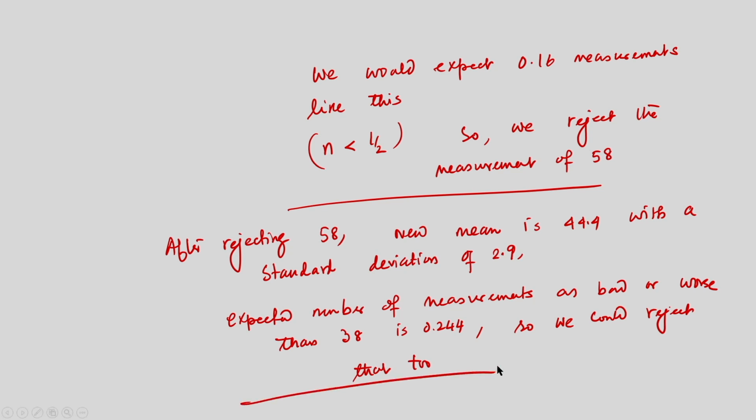So, I am writing this, that means after rejecting 58, to reject 58 we have followed the steps, rather using Chauvenet's criterion, and we have seen that 58 can be rejected. After rejecting 58 we have calculated the new mean and new standard deviation, and if we follow the steps that we have outlined in the last lecture, we will see that 38 also can be rejected. So, the expected number of measurements as bad or worse than 38 is 0.244, which is also less than half, and we could reject that too.